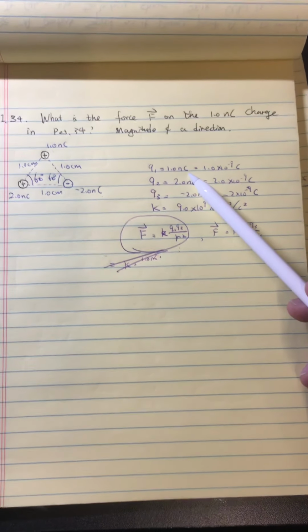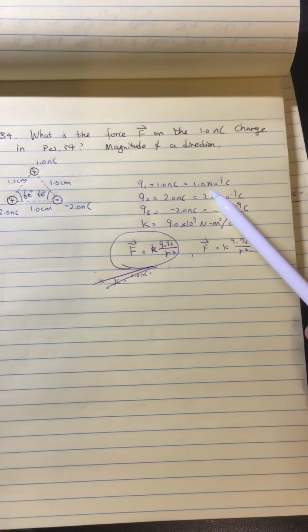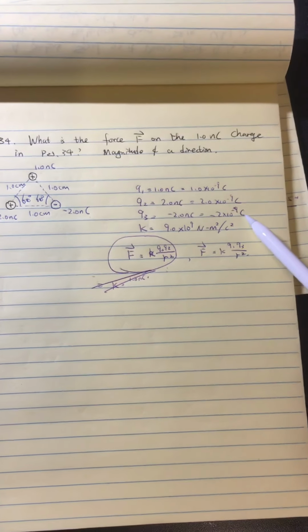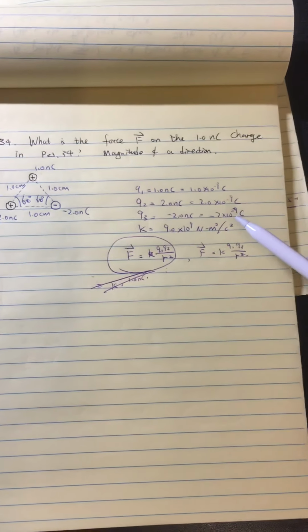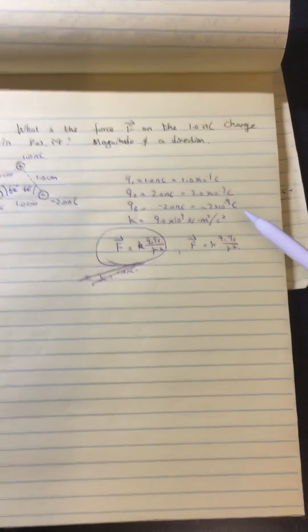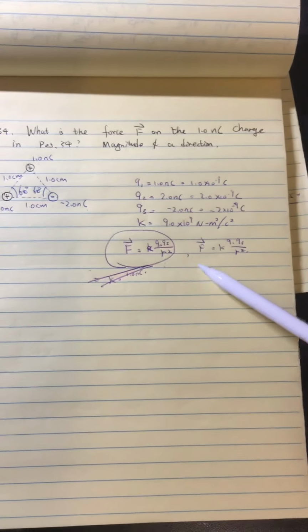Q1 is equal to 1.0 nanocoulomb, converted to coulombs, that is times 10 to the negative 9. Same for the others. We know K is 9.0 times 10 to the positive 9 newton meter squared per coulomb squared, and we're going to use those equations to solve this problem.